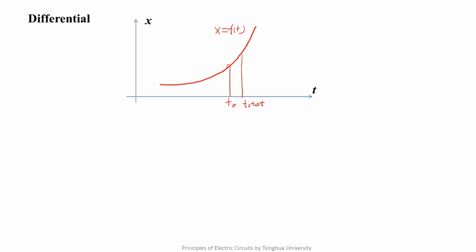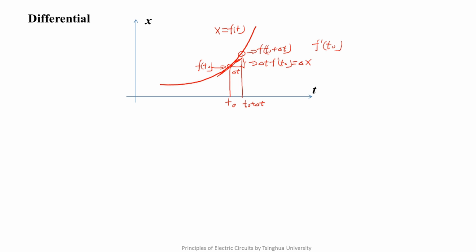The vertical axis of t0 is f(t0), and the vertical axis of t0 plus delta t is f(t0 plus delta t). We also know the derivative of this function at t0, that is f prime t0, is the rate of change of this function at t0. It's a straight line. According to this straight line, if the horizontal axis is delta t, the vertical axis is delta t times f prime t0, which equals delta x.